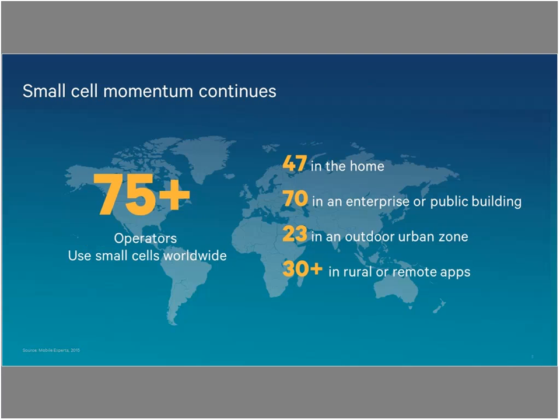In terms of industry traction, today there's a little over 400 operators that have deployed LTE globally. We've got over 75 operators currently using small cells for LTE. A lot of them are in the home. 47 of those 75 are using them in a home setting, 70 in an enterprise or public building, 23 outdoors, and then 30 to serve rural or remote areas where there might not be existing macro coverage.